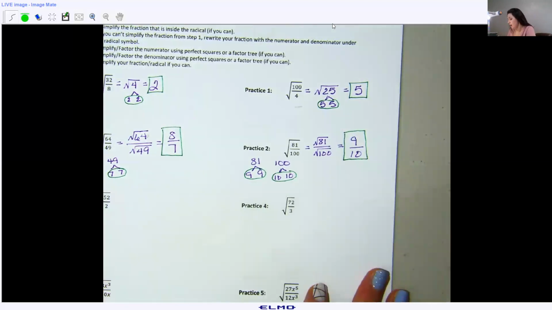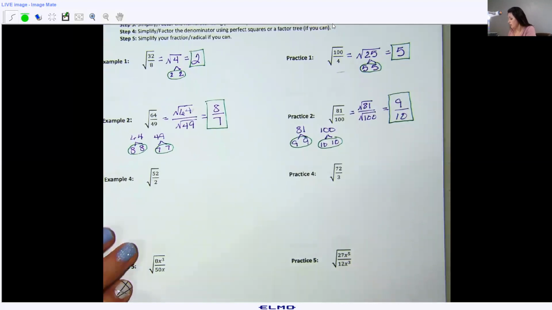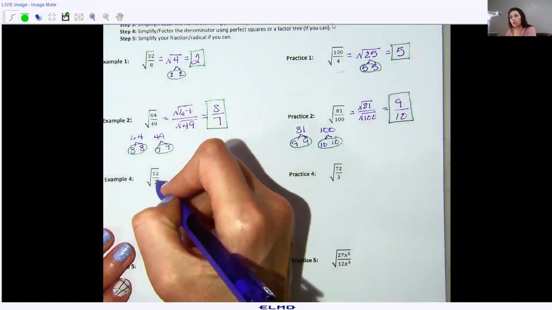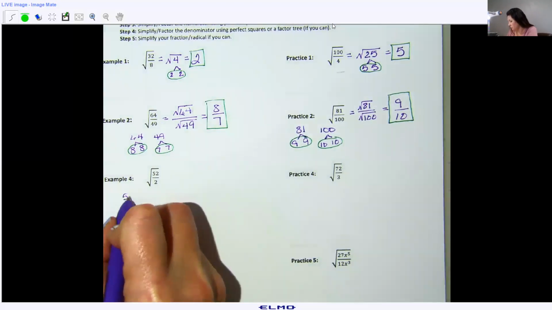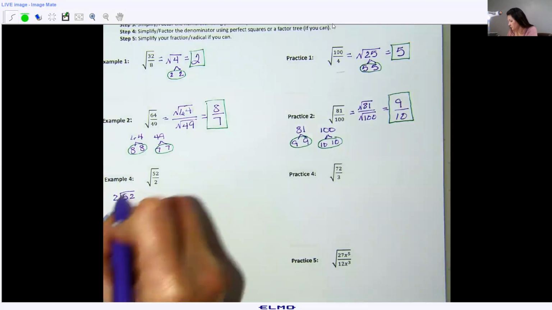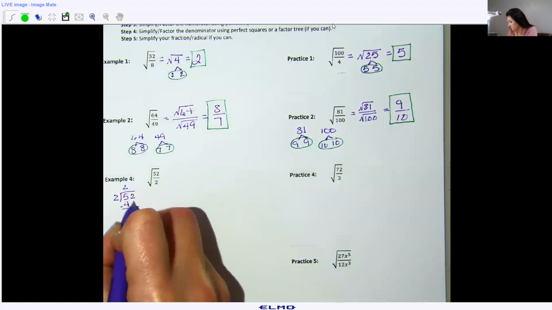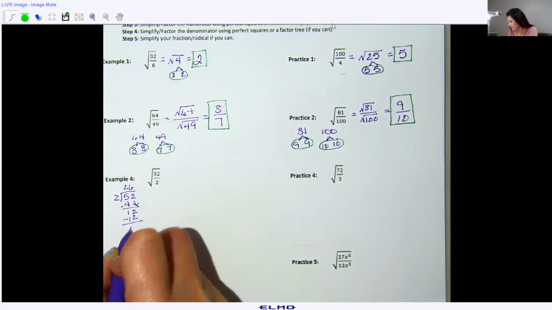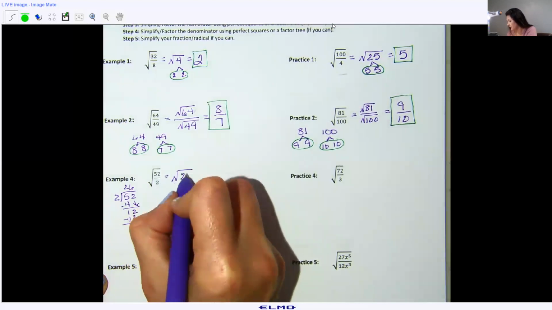Okay. All right, let's move to example 4. So this one right here, 52 is divisible by 2. So I'm going to go ahead and take 52 divided by 2. Okay, and I get the square root of 26.